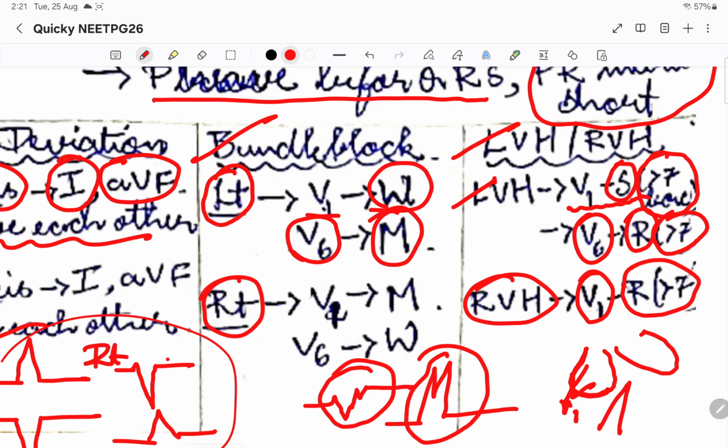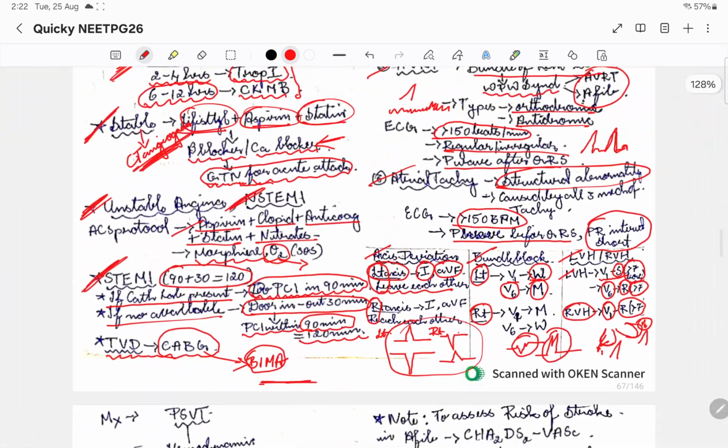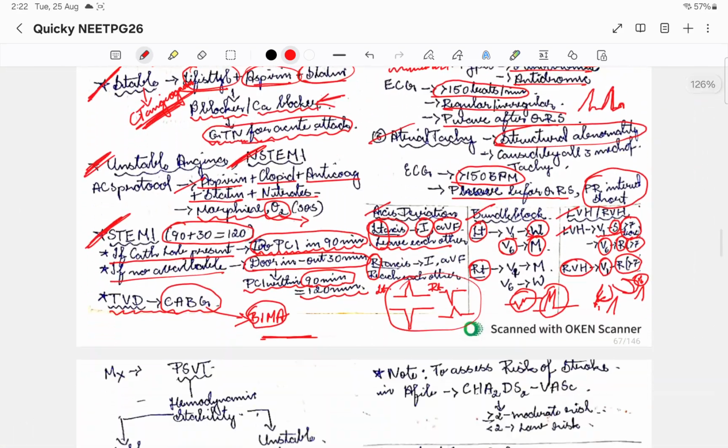Whereas in left hypertrophy, we are looking at V5 and V6. V6 means it is deviating too much to the left side, and that is why we are getting the increased R wave. That's it with respect to hypertrophy. So these are the certain arrhythmias that you should be aware of.